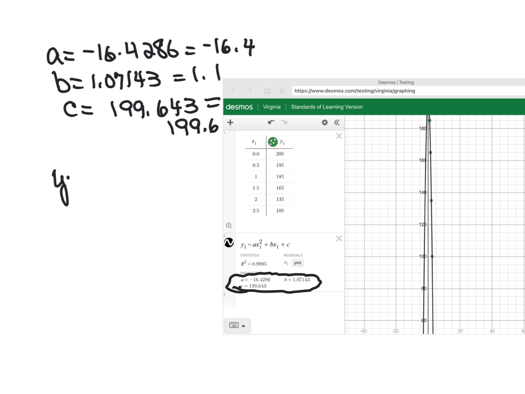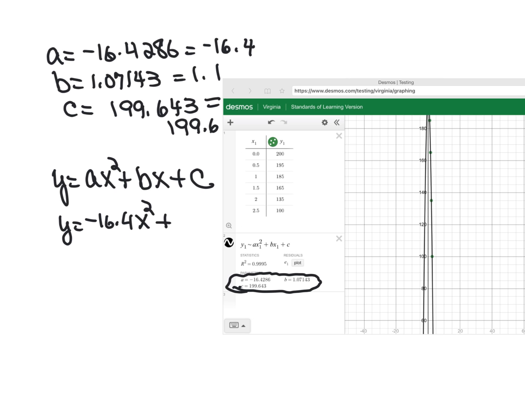Okay, I'm now going to write my equation. My equation is quadratic. It's going to be ax squared plus bx plus c. When we actually write the equation, we're going to put it into a real equation form. We're going to have y is equal to negative 16.4 x squared plus 1.1x plus 199.6. So I replaced A, B, and C.